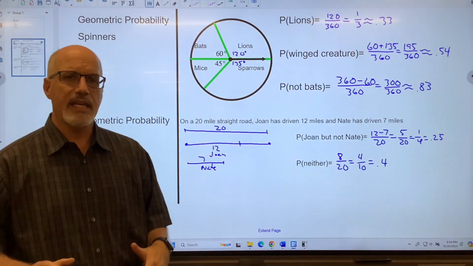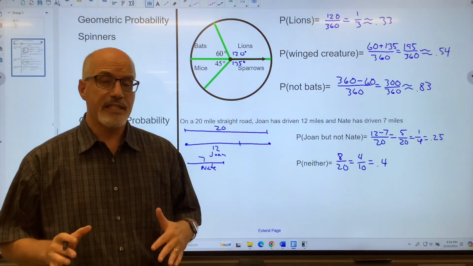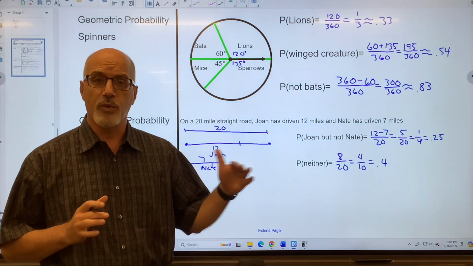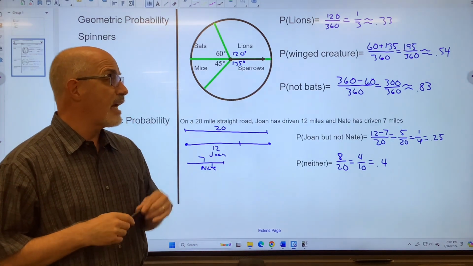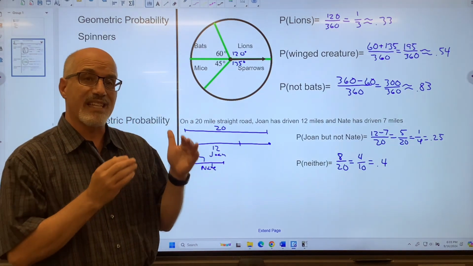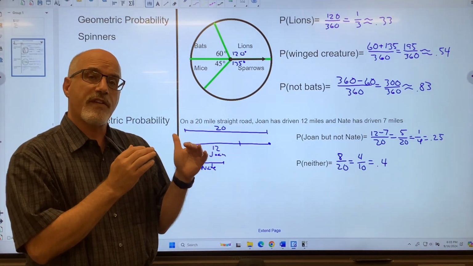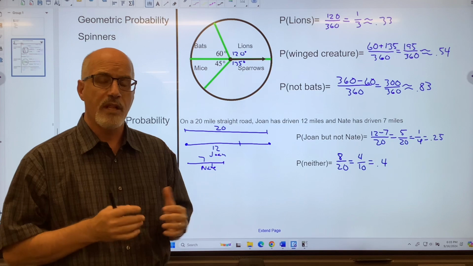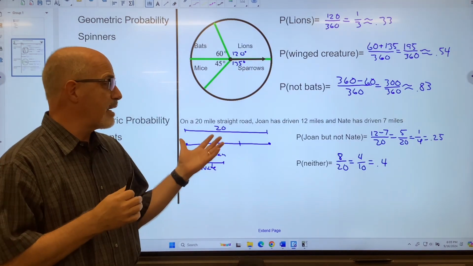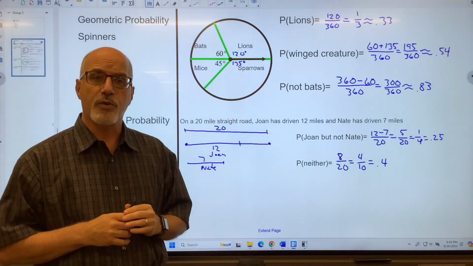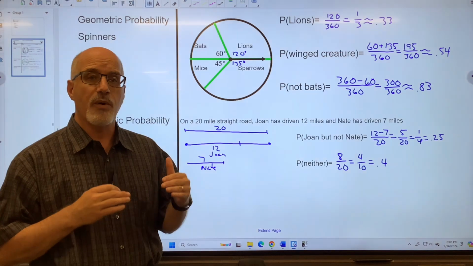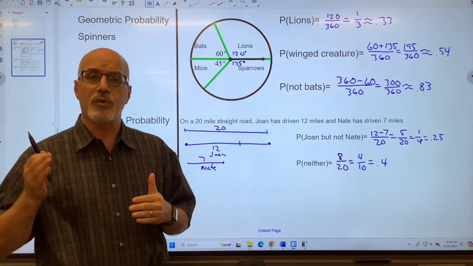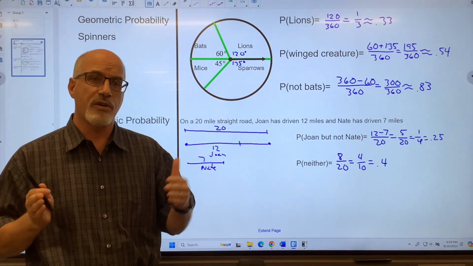So probability is the chance that an event will occur, will happen. How we calculate it is we put the success, whatever we're trying to find the probability of, that event, over the total, whatever the total area or segment or degrees are. And then we calculate the probability, which will always land between 0 and 1.